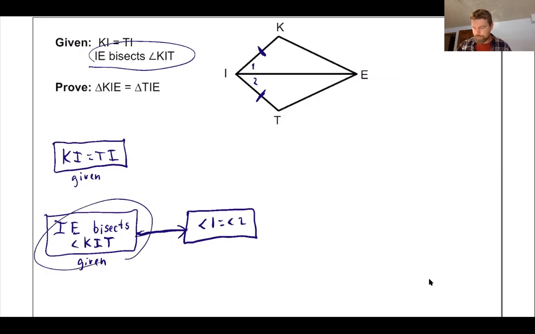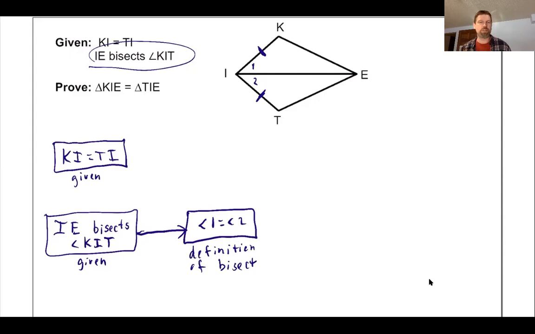I do need a reason under here. I need to always give my reason. So the reason I know this is true is because that's what an angle bisector does. It cuts an angle in half. So I'm just going to write definition of bisect. An angle bisector, bisect means cut in half.